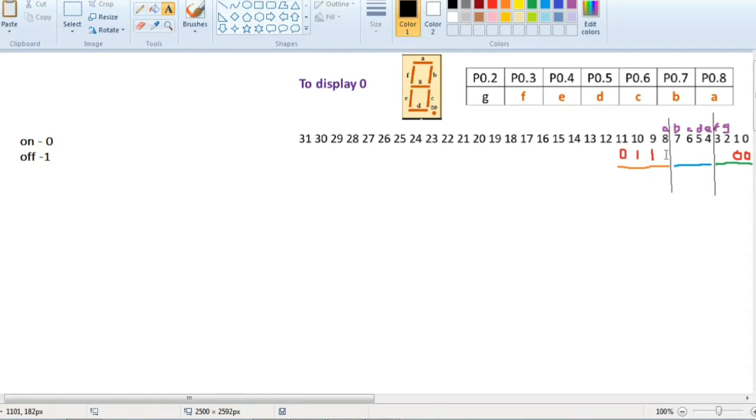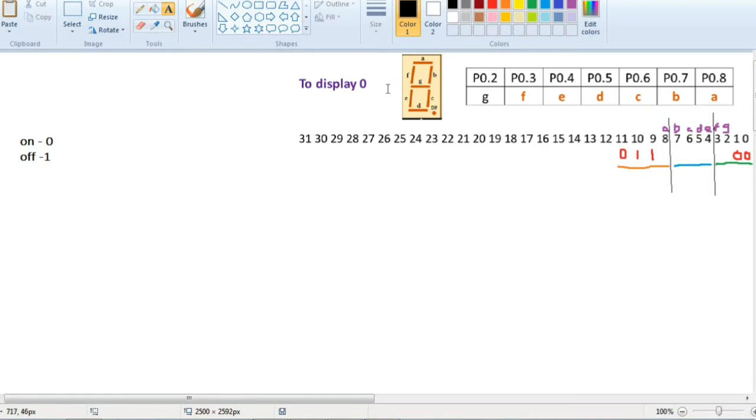Here these are the constants which are marked in red. Bit 11 will always be 0, bits 10 and 9 will be 1, and bits 1 and 0 will always be 0. We are only concerned about A, B, C, D, E, F, and G. These are the bits which we have to fill according to which LEDs we have to display.